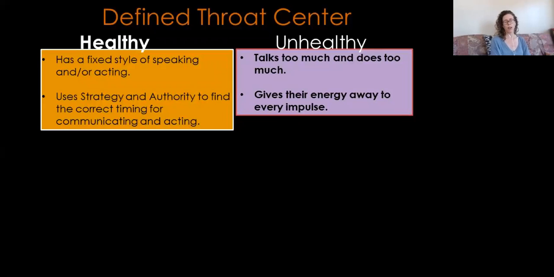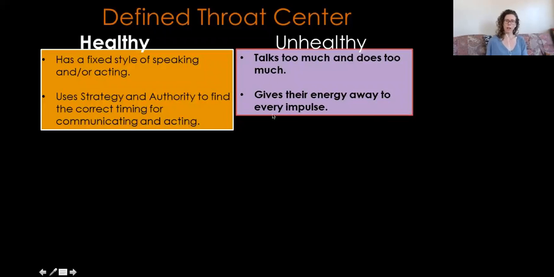So, using more strategy and authority to talk. And if you're a projector, projectors also tend to talk too much, partly because of an undefined throat, but also because they're looking for recognition. That's their thing, they want recognition. So that can play into it too.